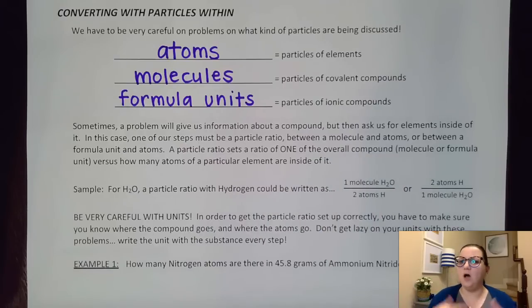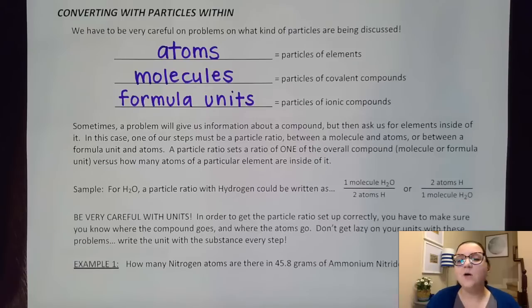Now, here's kind of the awkward thing though. Within a covalent compound, within a molecule, or within a formula unit, within an ionic compound, there are atoms that exist inside of that. And so sometimes we need to convert between the compound as a whole and the atoms that are inside of it. And so we're going to see a new type of conversion that we could set up in order to achieve that goal.